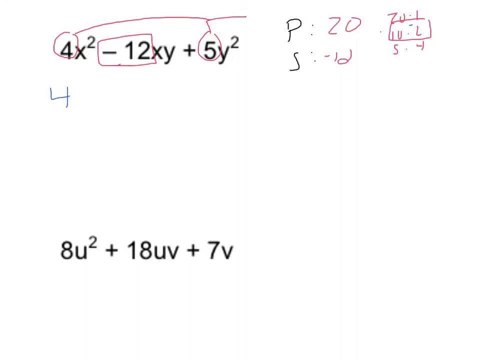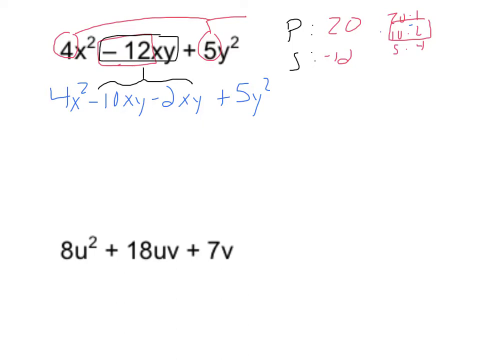We take 4x squared, and we're going to write now, instead of negative 12xy, we're going to go negative 10xy, negative 2xy, and then plus 5y squared. Notice that the negative 2 and the negative 10 replace the middle term. They are equivalent, but what it does is it gives us four terms now in which we can factor by grouping. So the first one, we notice that they have a 2 and an x in common. Factor out a 2x, you get 2x minus 5y.